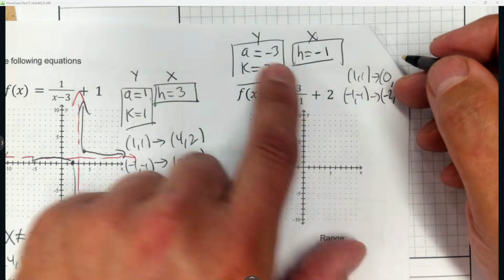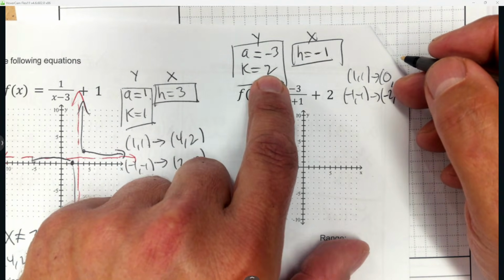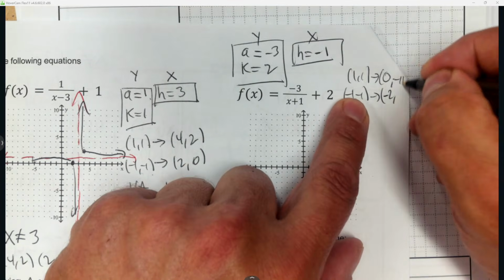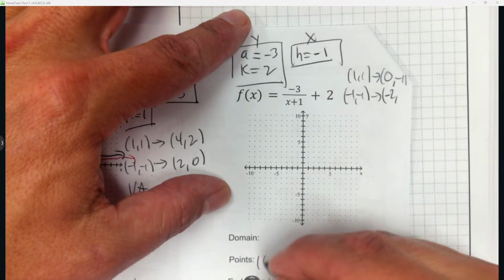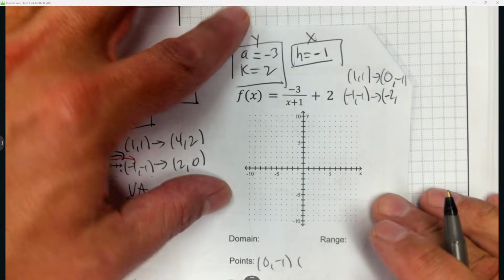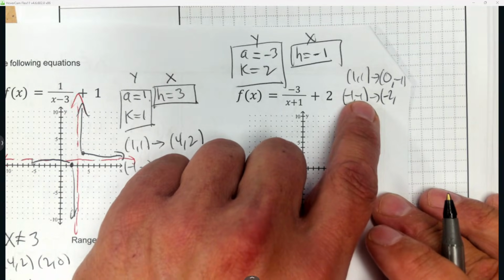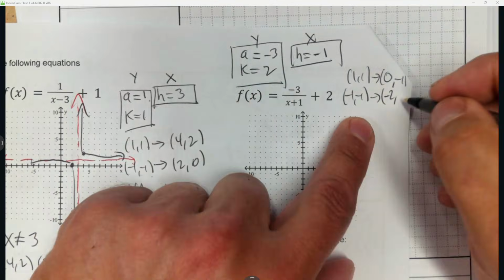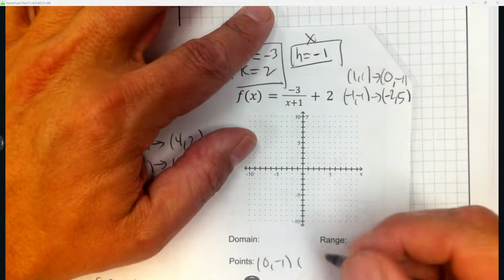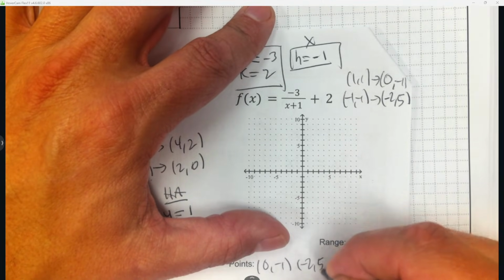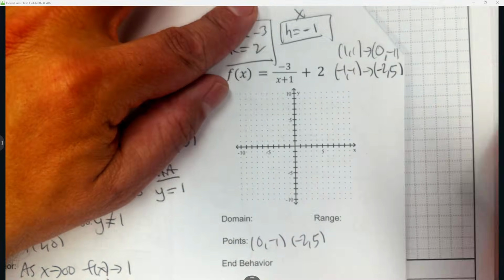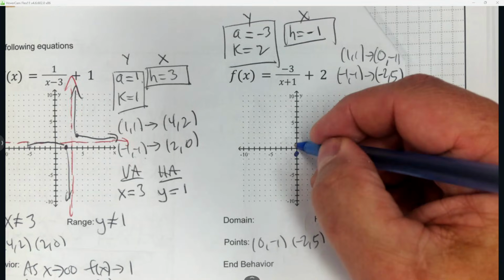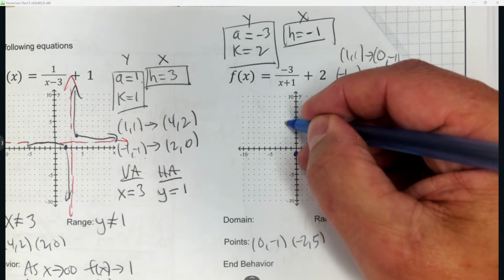To the Y value, we're going to multiply and then add 2. So 1 times -3 is -3 plus 2 is -1. So that's a point is 0, -1. And to the second Y value, -1 times -3 is +3. Plus 2 is 5. So -2 and 5. So I got 0, -1. And I got -2 and 5.